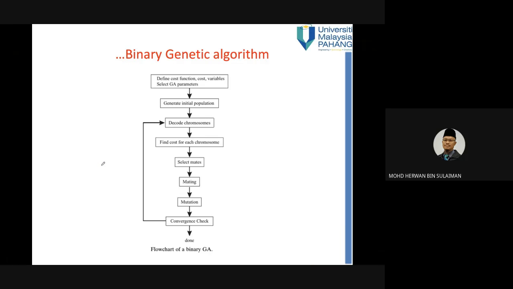So this is the flowchart of binary GA. We define the cost function and the variables, then select the GA parameters, and then we generate the initial population. Normally GA works on populations. Let's say we have 20 populations, and then we decode. In GA we have the encode and decode process, because our process is in terms of binary, and later we will look at the continuous. So we need to encode first, encoding the variables to be optimized into binary numbers, and in order to evaluate, we must decode the chromosome first.